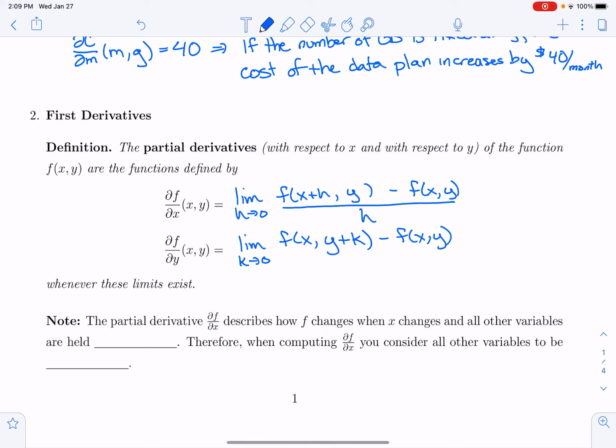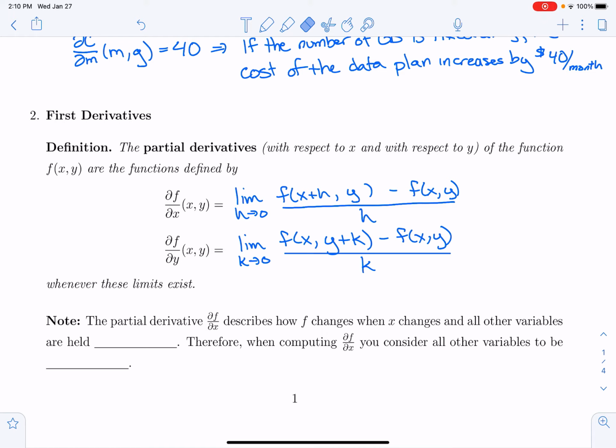So here I have this difference quotient where I'm looking at the interval from y to y plus k. This expression, the difference quotient, gives me the average rate of change. And then the limit as k goes to 0 gives me the instantaneous rate of change. And so these are the definitions of the partial derivatives of f with respect to x and f with respect to y. Now, of course, those partial derivatives only exist when the limits exist.